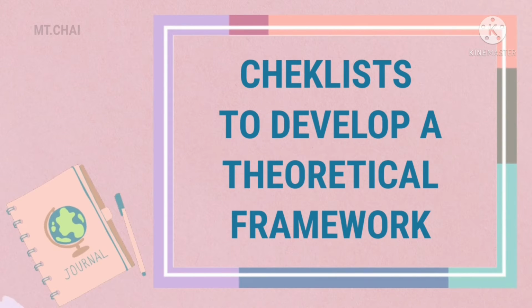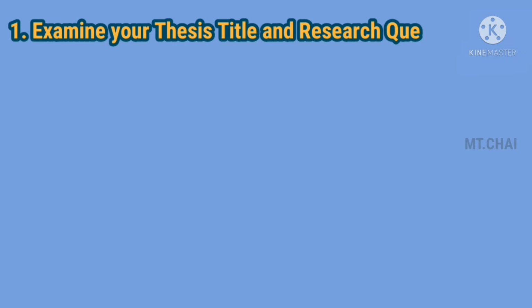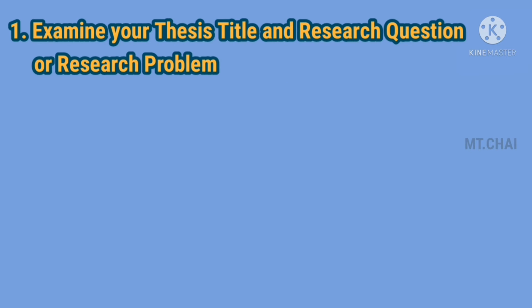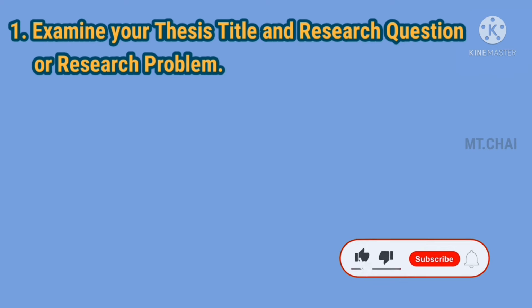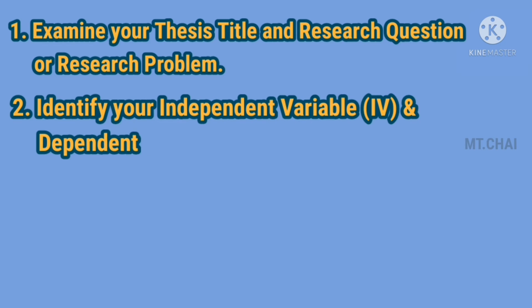So I've made a checklist to develop your theoretical framework. Number 1. Examine your thesis title and research question or research problem. It means you have to ensure that your theoretical framework fulfills your thesis title and answers your research questions. Number 2. Identify your independent variable and dependent variable. For that, list down your variables, then decide which group it will fall in.